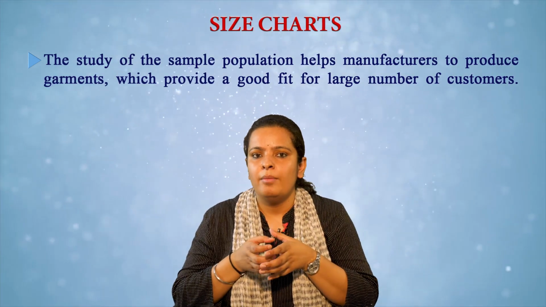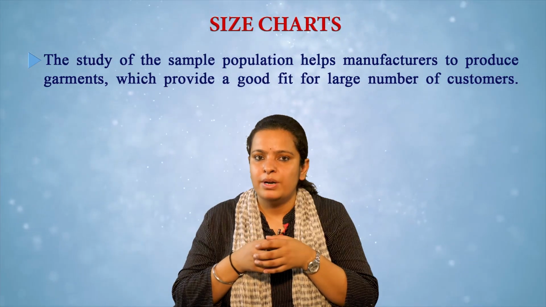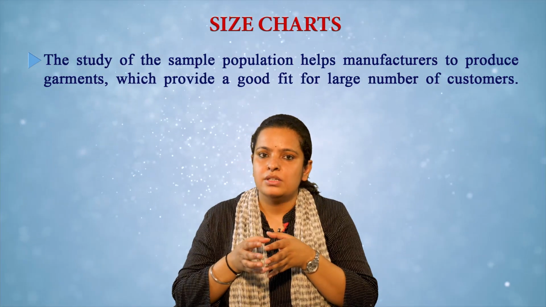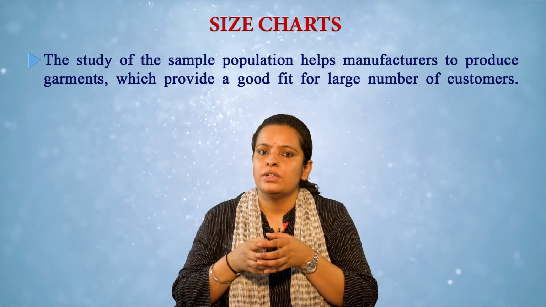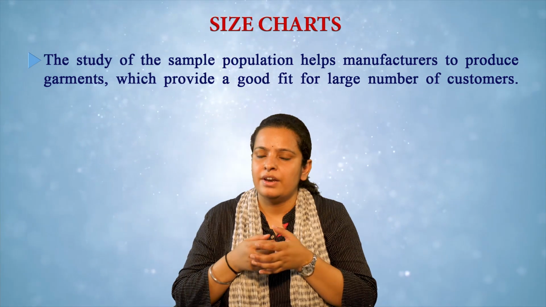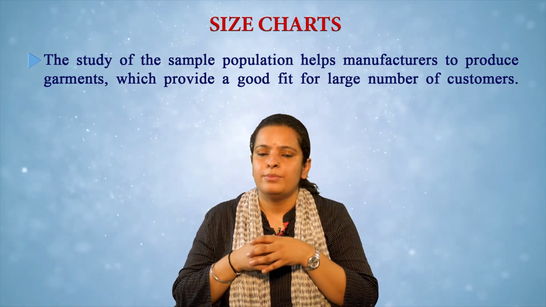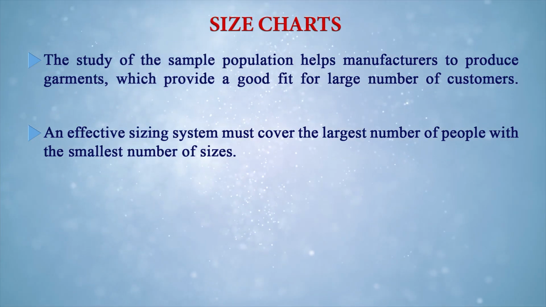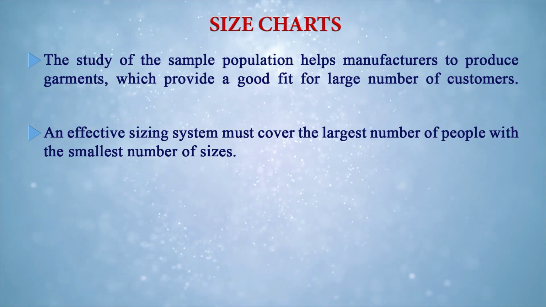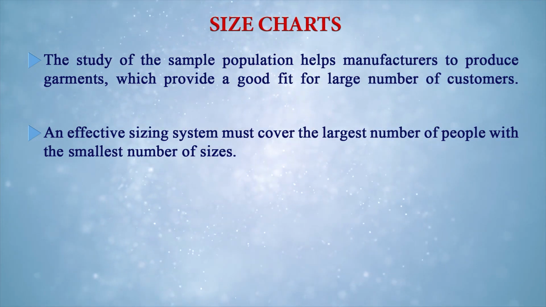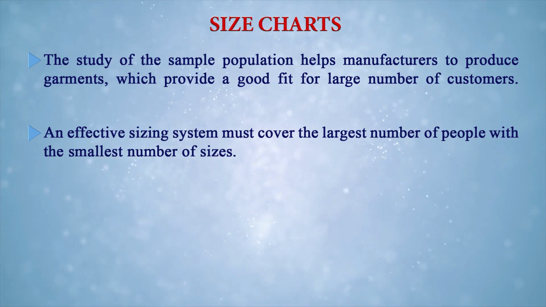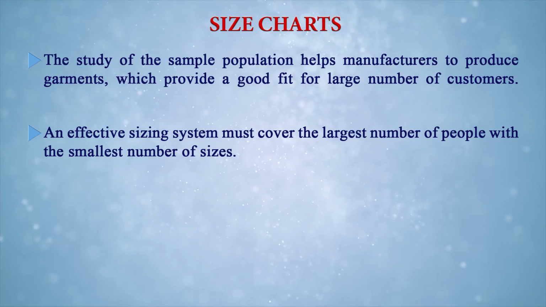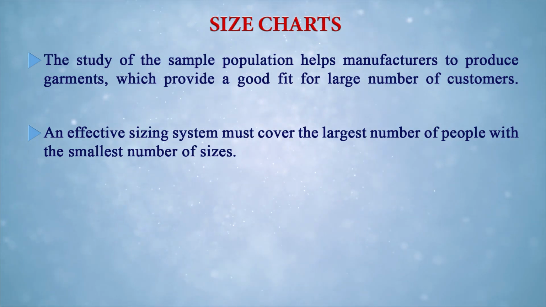If they are making garments, they cannot make them for one particular person; they have to produce garments in bulk, so they give a good fit for a large number of customers and can create a large number of products. An effective sizing system must cover a large number of people with the smallest number of sizes. With every size chart, they create products for a large number of people.